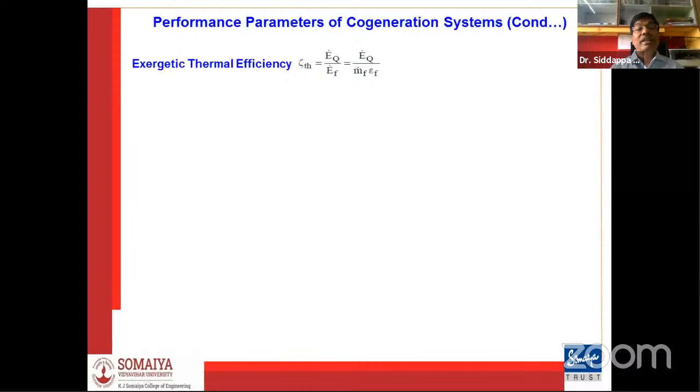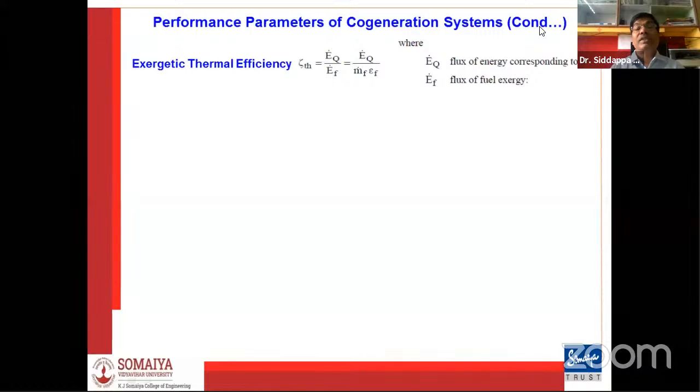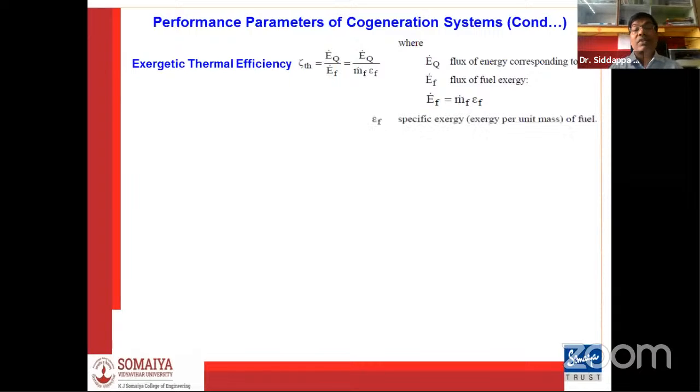Then the exergetic thermal efficiency, we can define it by a term called exergetic efficiency, which is the ratio of E dot Q divided by E dot F, where E dot Q is the flux of exergy corresponding to the thermal potential of Q, and E dot F is the flux of fuel exergy corresponding to the mass of the fuel m dot F. And this E dot F, I have already explained, is m dot F into e F, the specific exergy of a fuel, that is, exergy per unit mass.